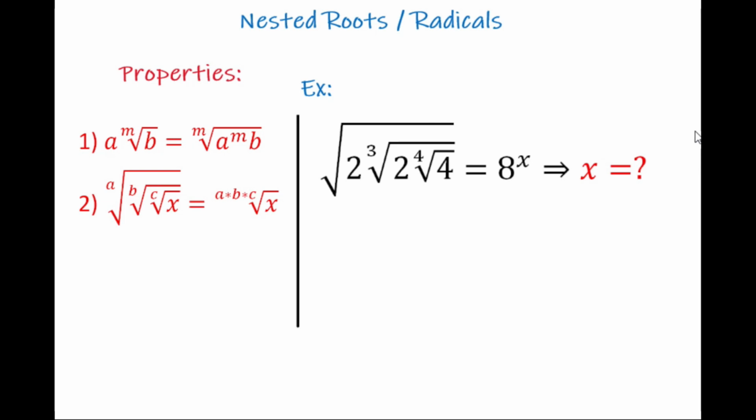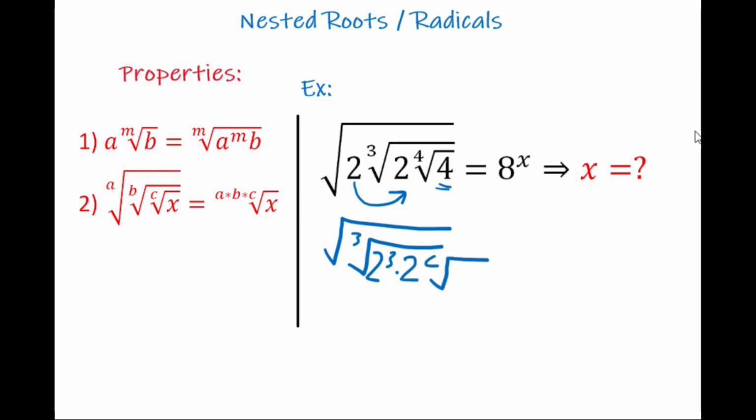So we're gonna send all numbers to the inside, next to 4 on the left. So let's send this 2 to the right first, while sending this 2 to the inside of third root. Then this 3 comes as an exponent to the 2, so it becomes something like this. Square root of third root of 2 to the power of 3 times 2, and then there is fourth root of 4. These roots continue, and this is equal to 8 to the power of x.